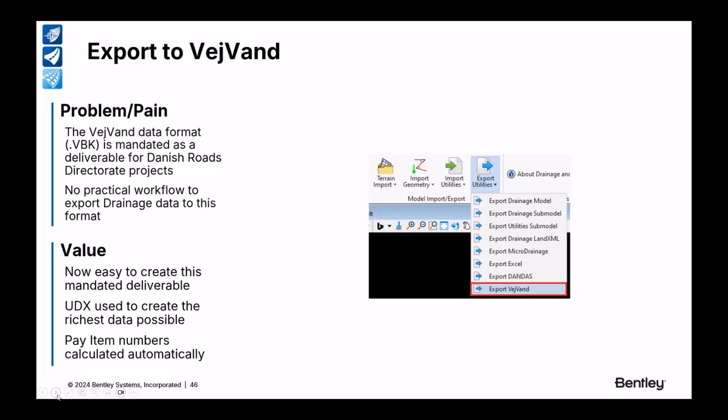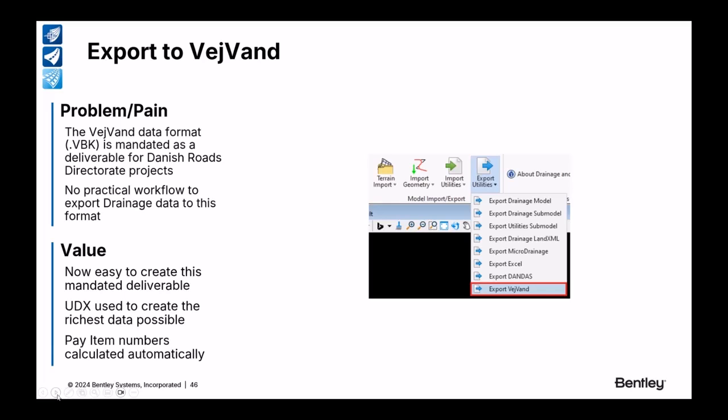So this one's a bit more localized, perhaps. The Vivand format is something that's mandated if you're doing drainage design for the Danish Roads Authority. It's a deliverable format that's used in construction and then ultimately feeds into asset management software, you know, as constructed values. So there was no easy way to get drainage and utilities data from OpenRoads out into this particular format. So we've added the ability to do that.